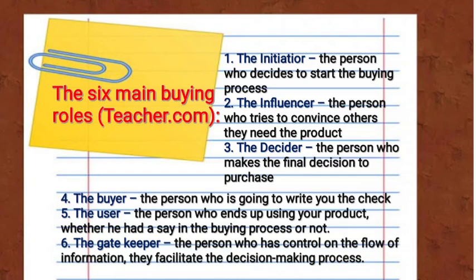And we have here the first one, the initiator, the influencer, the decider, the buyer, the user, and the gatekeeper. So the first one is the initiator. This is the person who decides or initiates to start the buying process. So meaning to say, they are the one who will start the buying process. So say for example, in a company, the initiator could be the manager, okay? Or the user. Sometimes the user could also be the initiator. So this initiator is the one who starts the buying process.